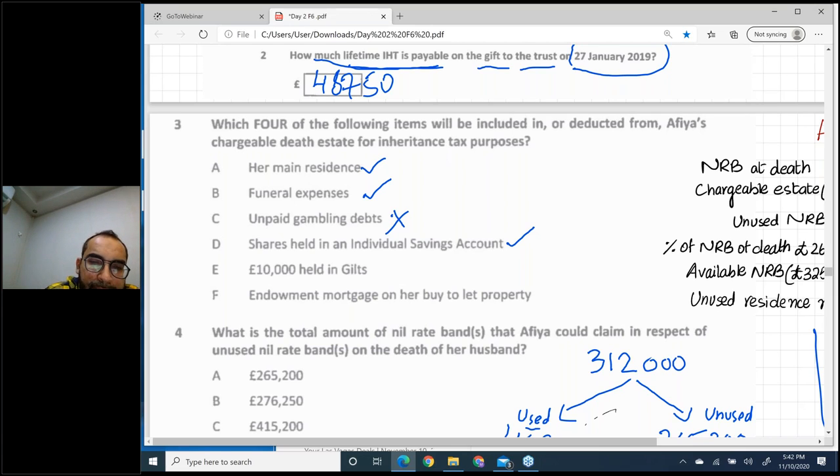Then 10,000 held in gilts, yes, you have to add. Gilts, you definitely have to add, even though gilts are exempt for CGT but not for IHT. Endowment mortgage, never. An endowment mortgage is never deducted from the estate, because we are no more responsible for paying it. The insurance company pays this. Okay.